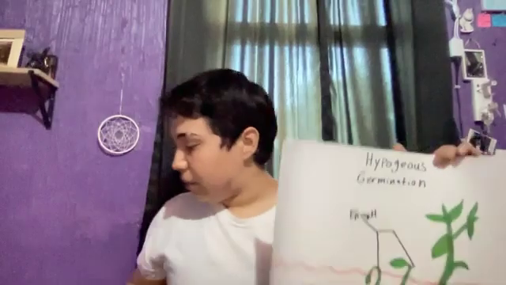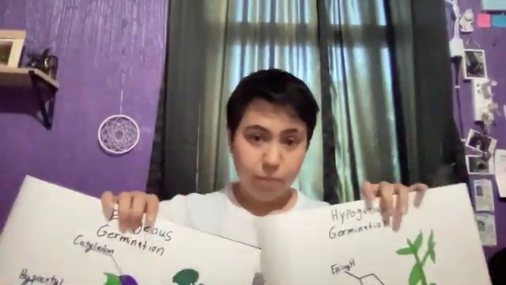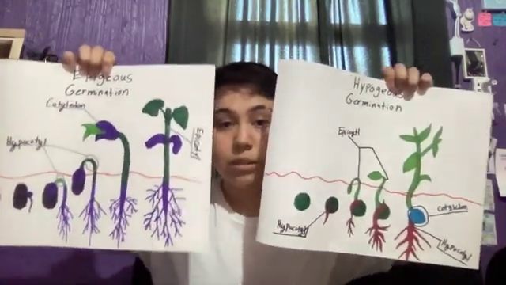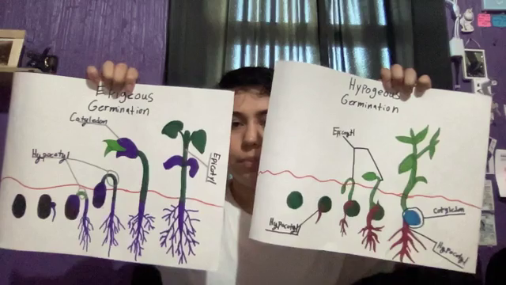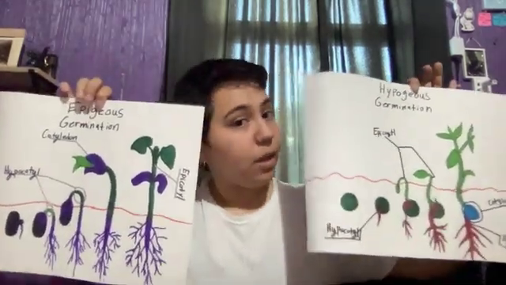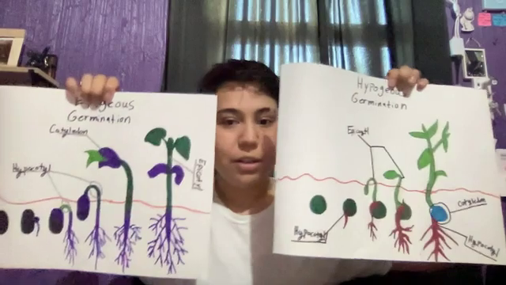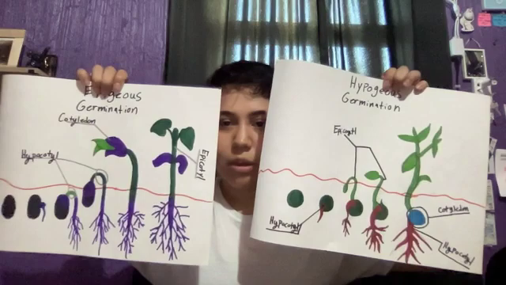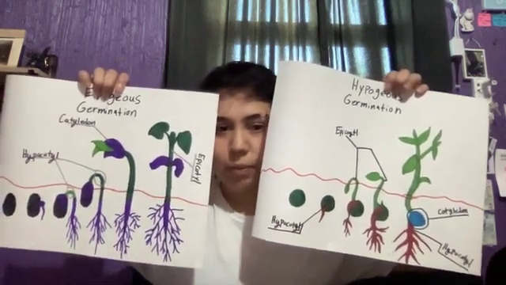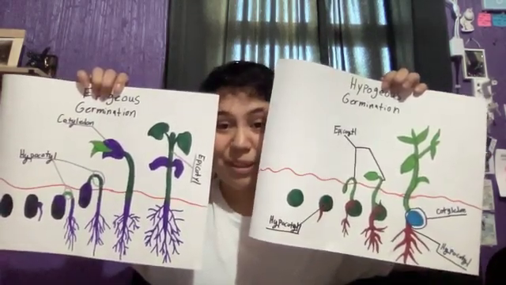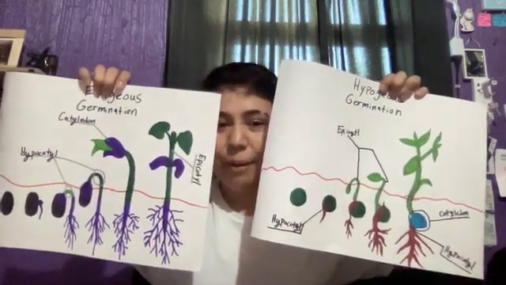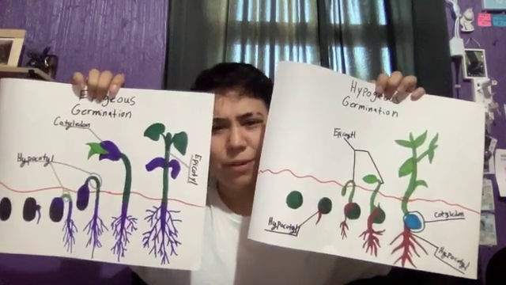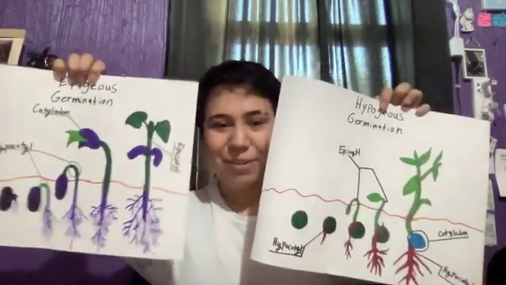Yeah. So basically, the biggest difference between the two is where the cotyledon stays during the process of the plant germinating. And the similarities would be they both have hypocotyls and they both have epicotyls, obviously. Well, I can list a little bit more differences. Actually, the hypocotyl basically comes out of the ground in the epigeous germination.